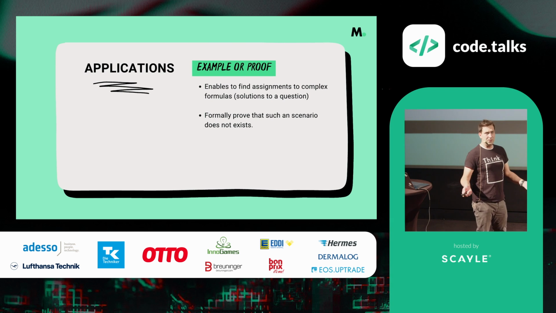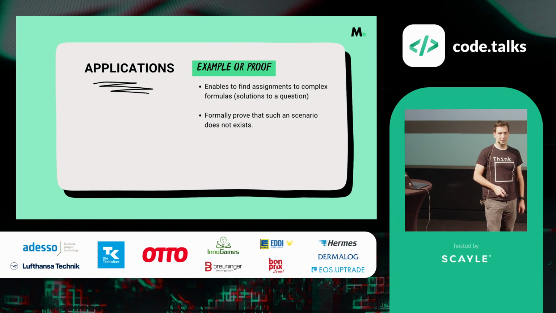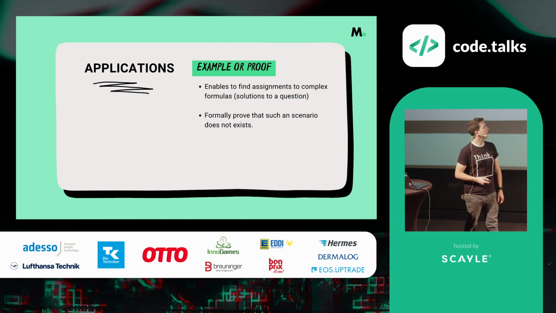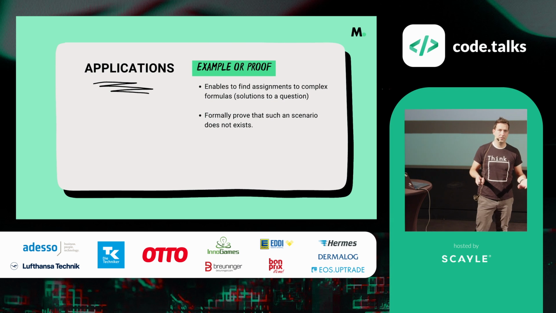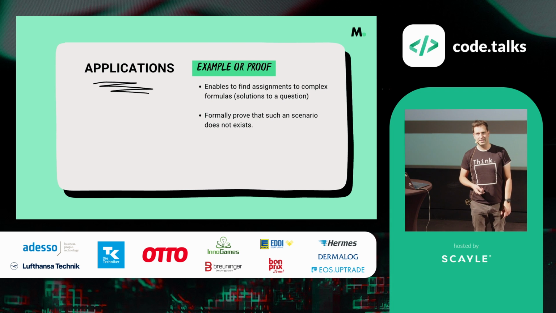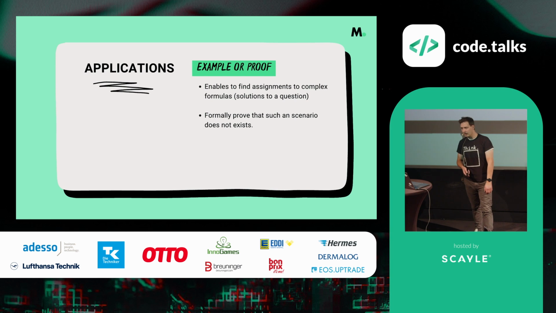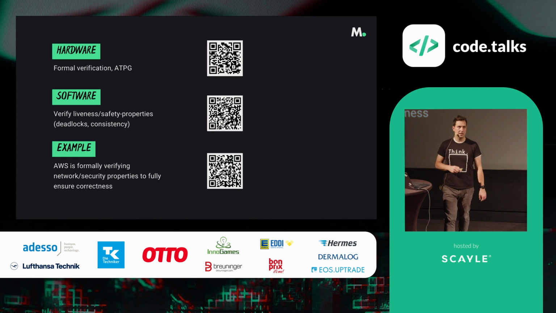And okay, what can we do with that? It sounds very technical or very theoretical. What can we really do with that? It enables us, at least, to find an assignment for very complex formulas. For some variables, when we do it usually in our if clause or something, it's very trivial. For 2 or 4 variables, that sounds very easy. But there are very interesting applications, for example, for hardware problems.